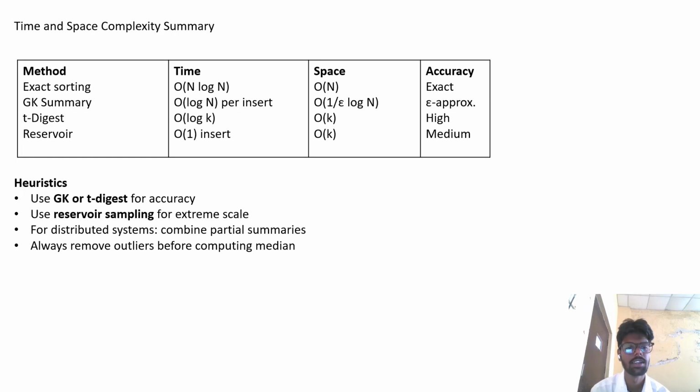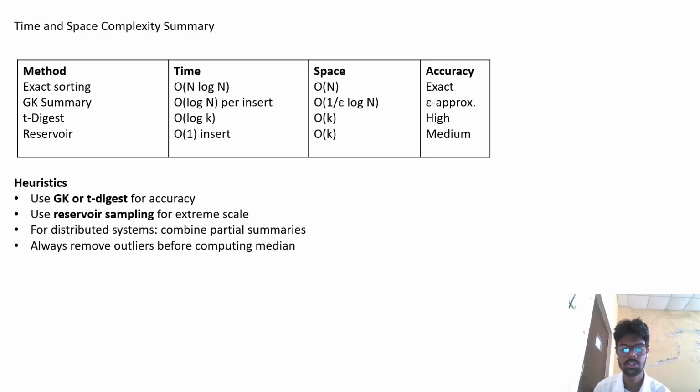In this slide, we are given the time and space complexity summary. We have method in one column, time complexity in one column, space complexity in one column, and the accuracy in another column. For exact sorting, the time complexity is given, and the accuracy is exact. For GK summary, accuracy is approximate. For T-Digest, the accuracy is high, and for the reservoir method, the accuracy is medium.